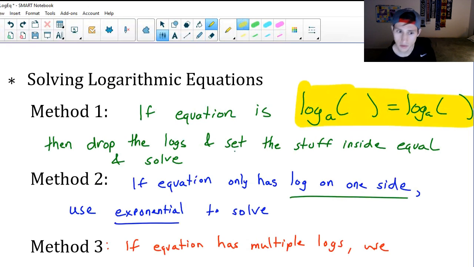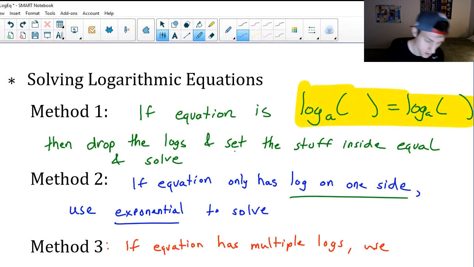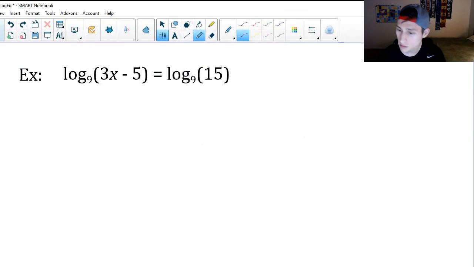So let's take an example. Before I talk about method 2 and method 3, let's just take a look at that. What does that look like? All right, so that would be this first example right here. Log base 9 of 3x minus 5 equals log base 9 of 15.